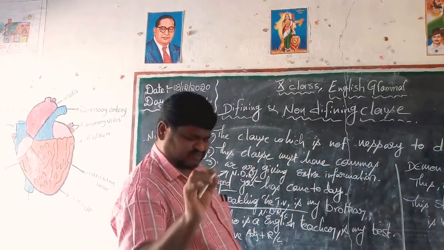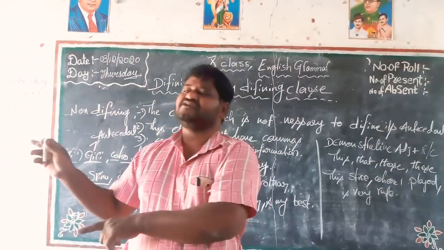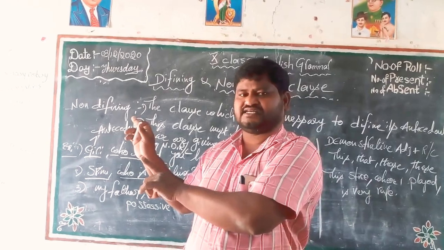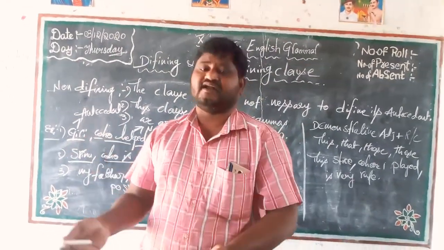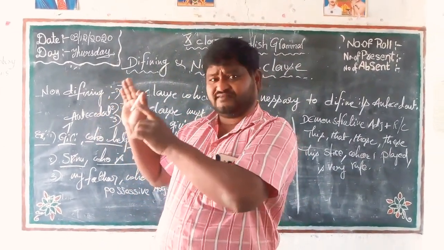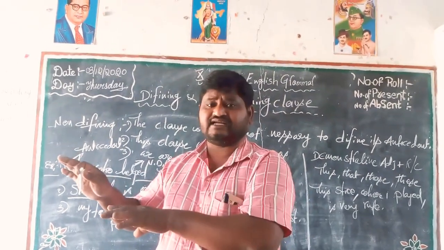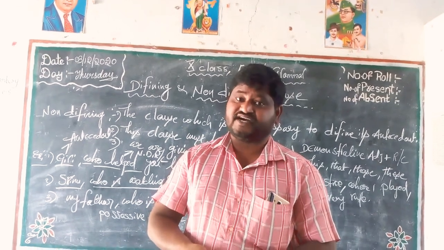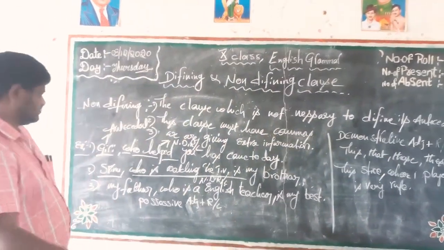My dear friends, it was very, very easy to understand the defining relative clause. When one does not know the particular person, the particular antecedent, that is what we are calling a defining relative clause. And when we know the particular antecedent, that is what we are calling a non-defining relative clause. It is very easy to understand and get good marks.